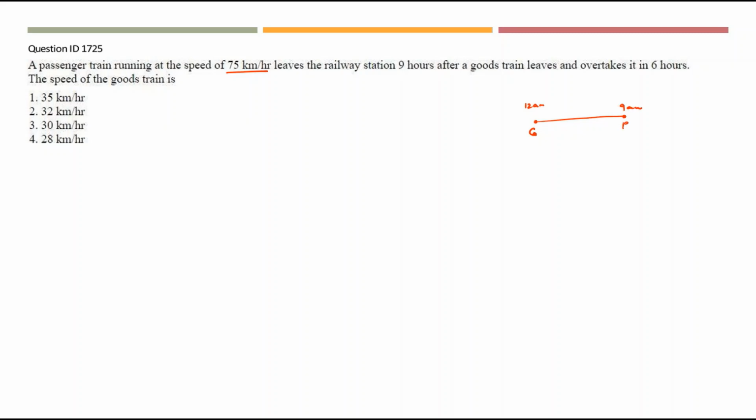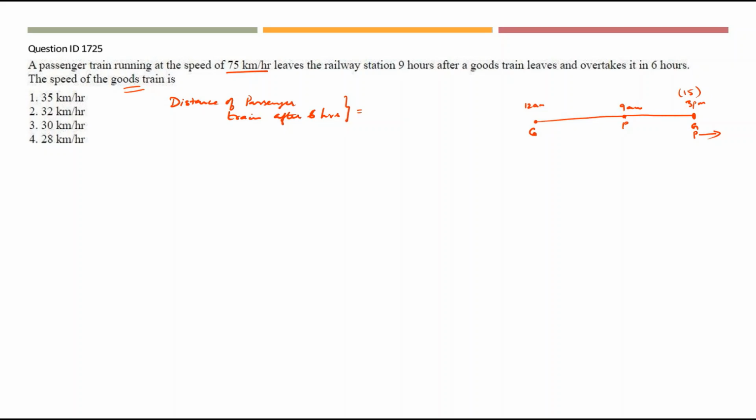It overtakes it in 6 hours. In 6 hours, we have 3 pm. In railway timing, it is 15. In 6 hours, both the goods train and the passenger train are meeting and the passenger train overtakes. Here the speed of the passenger train is given. They are asking for the speed of the goods train. Distance of the passenger train after 6 hours: we have the details only for the passenger train. After 6 hours, what is the distance of the passenger train?